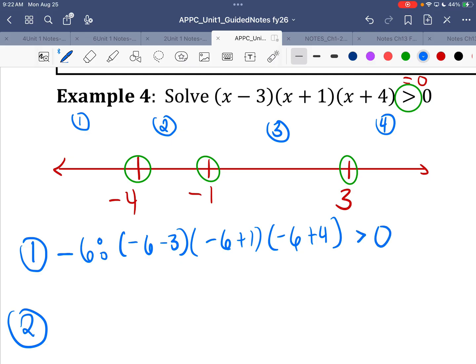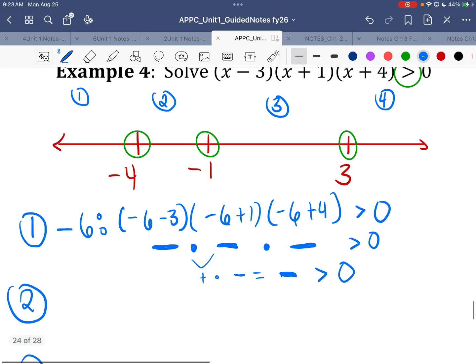We are trying to determine, do we get a positive number, something greater than 0, or a negative number? Let's see. -6 minus 3, is that positive or negative? Negative. I don't care what it is. -6 plus 1, positive or negative? Negative. -6 plus 4, positive or negative? Negative. Okay. So we got a negative times a negative is a positive, times another negative, what does that become? Whatever negative number.